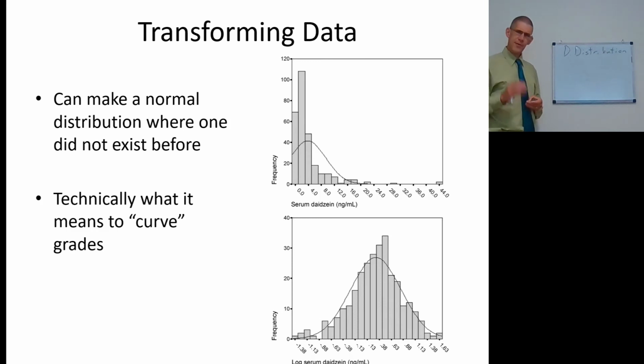All right, next, think about transforming a bit. So normal distribution is useful for a lot of statistics. We like normal distributions. We like the mean, the median, the mode all being very close. We can use different data transformations, such as multiplying each one by 3 or taking the natural log of each number. And that's going to make a normal distribution out of one that didn't exist before. And this is what technically means to curve grades. If there's not a normal distribution, but we want a normal distribution, we're making a curve. It means most people are going to get a C.